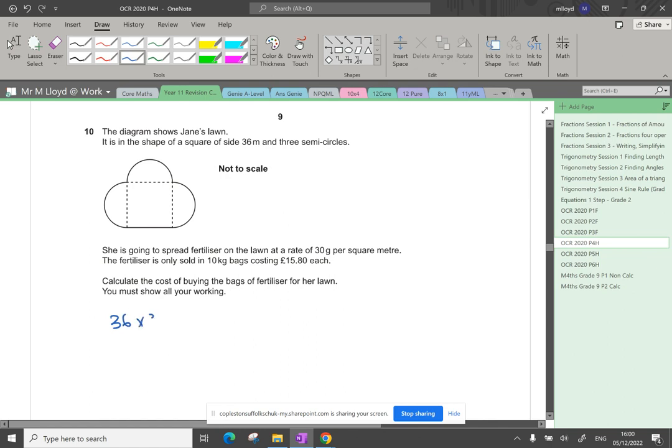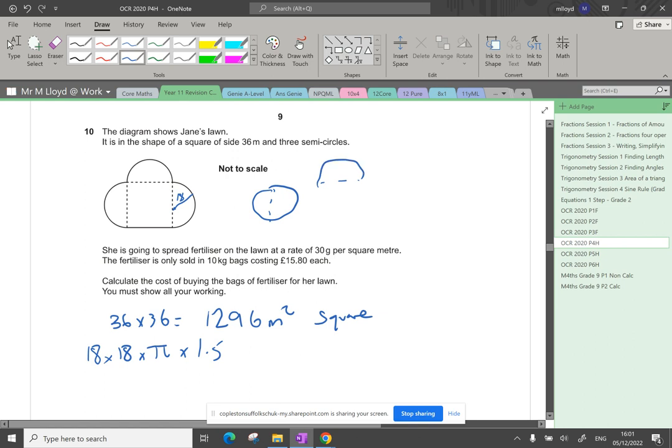So 36 times by 36 is 1,296 meters squared, and that's the square in the middle. And then we've got these little circles that have a radius of 18. So 18 times by 18 times by pi would be the area of one of those circles. We actually want 1.5 because if we put these two together, we're going to get a whole one and then half of one. So we'll put that through the calculator.